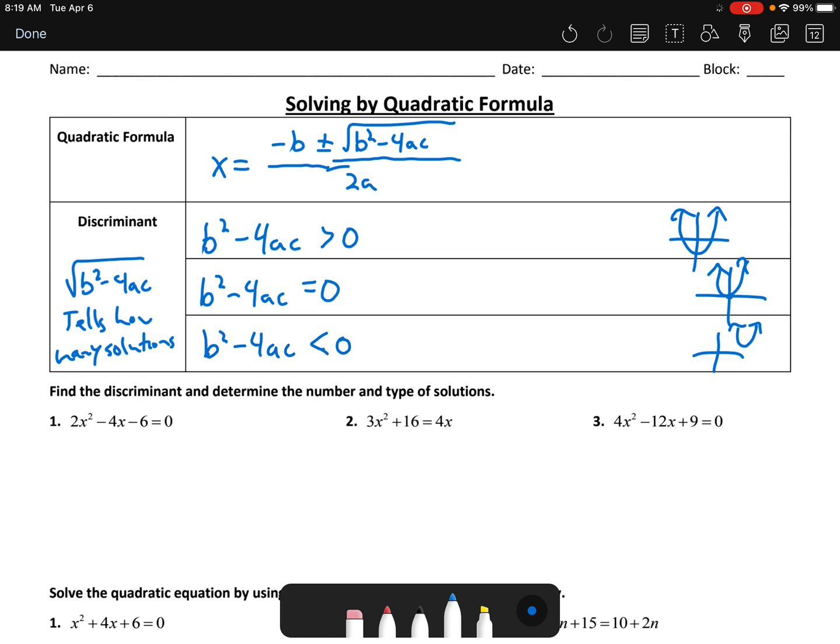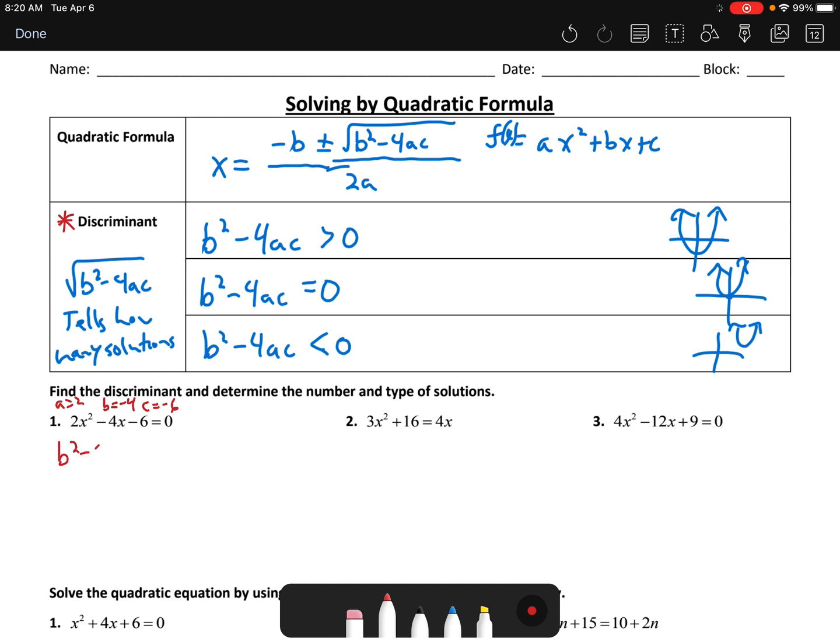Okay, now where do this a, b, and c come from? Well, simply this. Remember, ax squared plus bx plus c was standard form? Well, that's where they come from. Those are literally the numbers. So a is 2, b is negative 4, and c is negative 6 in number 1. We're supposed to find the discriminant, that's these, and tell how many solutions we have.